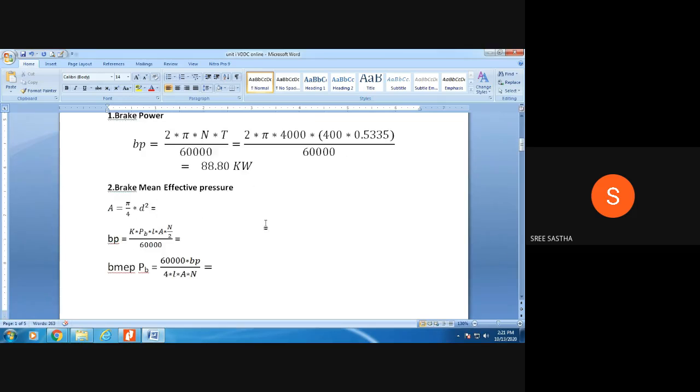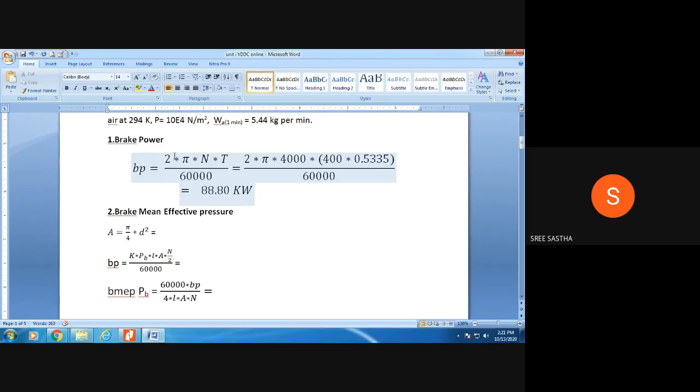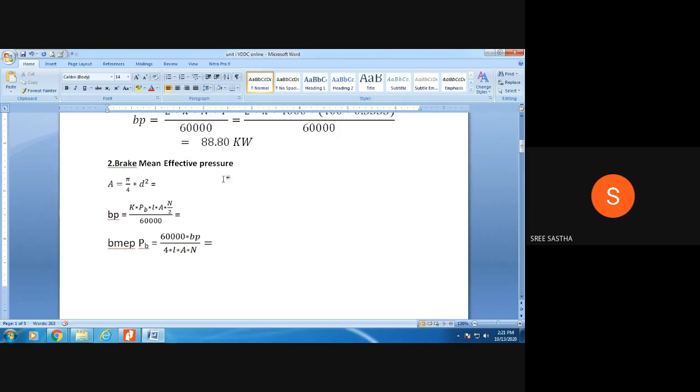So normally whenever the data is not given, we will go for 4-stroke. Okay. So brake mean effective pressure. First of all, I have typed what the formula is. See, in order to find brake mean effective pressure, there is one formula relating brake power and brake mean effective pressure. Brake power can be found like this: 2 pi NT by 60,000. Otherwise, it can be found using pressure, that is the number of cylinders K into brake mean effective pressure into L into A into N by 2 divided by 60,000. Okay. So you can find it like this also. So I'm using this formula to find PB. Okay.